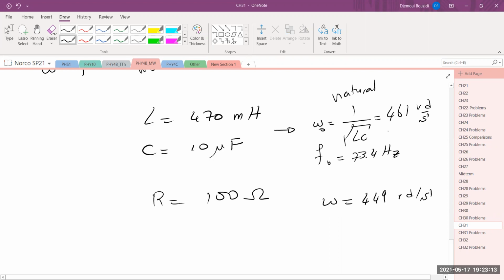So it's slightly less than the natural frequency, because it's the square root of something, omega naught squared minus something squared. So it has to be less, okay? And if you're curious how many hertz that is?